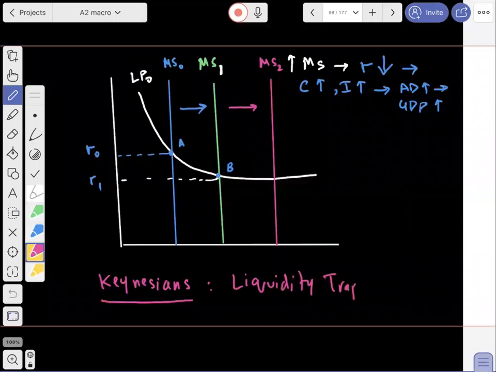Remember, this is your interest rates, and your quantity of money. So what they are saying is that there could be a possibility of liquidity trap happening. What do you mean by this?